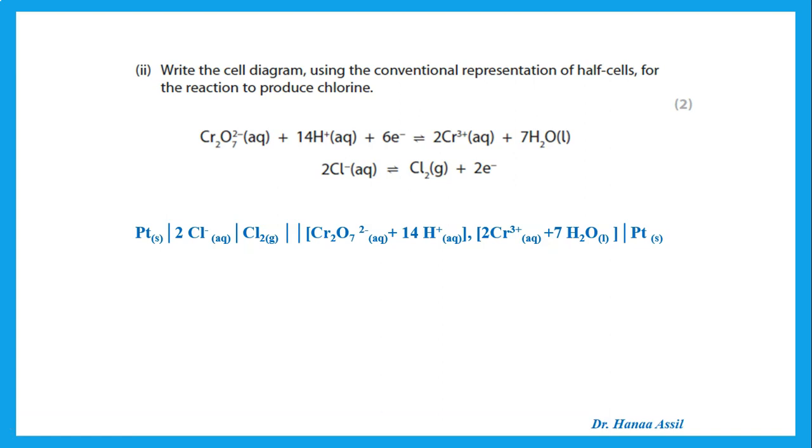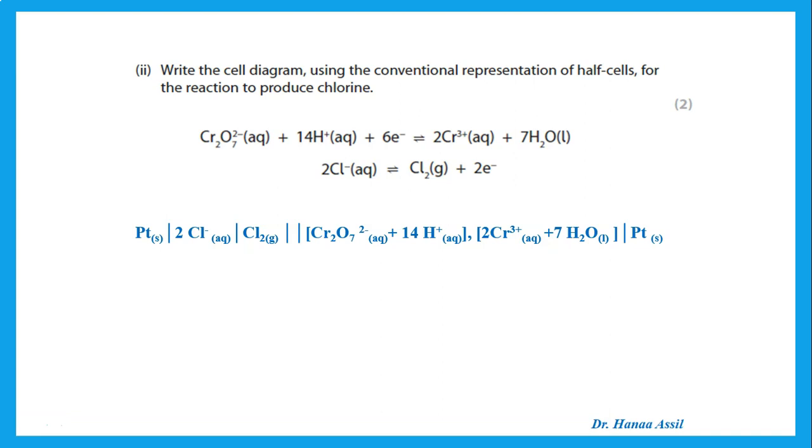And then I have a double line in the middle to indicate the salt bridge, and on the right we have the reduction part, so that is the Cr2O7 2- aqueous plus 14H+ aqueous. That's one part, and the other part is 2Cr3+ plus 7H2O. Again, this is a mixture of solutions or liquids. It's solutions, and that means I need also a platinum electrode. Are we okay with writing cell diagrams now?